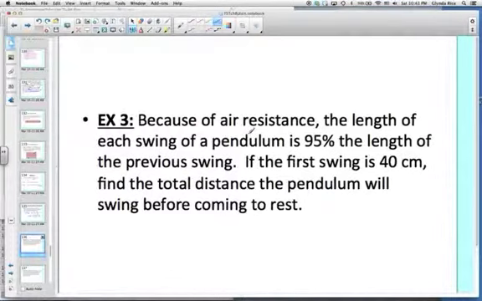Here's another one of these. Because of air resistance, the length of each swing of a pendulum is 95% the length of the previous swing. If the first swing is 40 centimeters, find the total distance the pendulum will swing before it comes to rest.